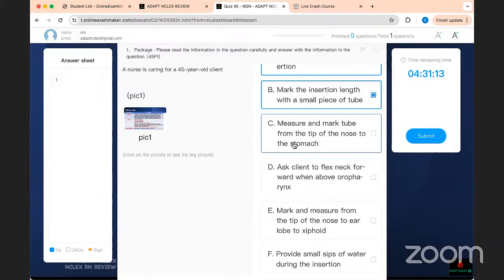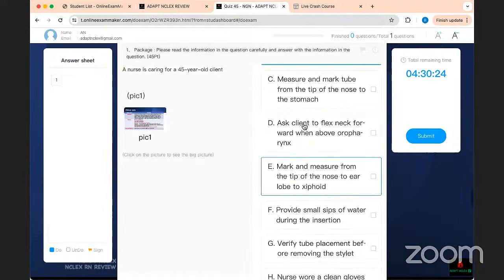What do you guys think? Who thinks this is appropriate or inappropriate? Measure and mark the tube from the tip of the nose to the stomach. So this is inappropriate. You don't mark from the tip of the nose to the stomach. So that's wrong.